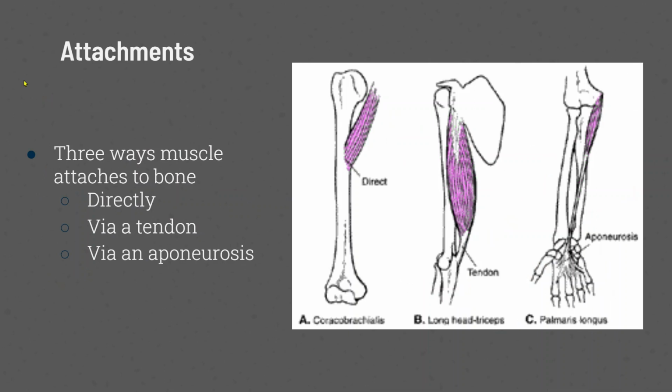There are three ways a muscle can attach to a bone. Most of us think, oh, muscle, tendon, bone. But it can go via a tendon, like we saw with the biceps brachii. Muscles can go directly into bone. So here's the direct attachment, the coracobrachialis, a muscle that everybody forgets. Or it can go in via an aponeurosis. That's just connective tissue that forms a band, and a muscle can attach directly into that fibrous band.